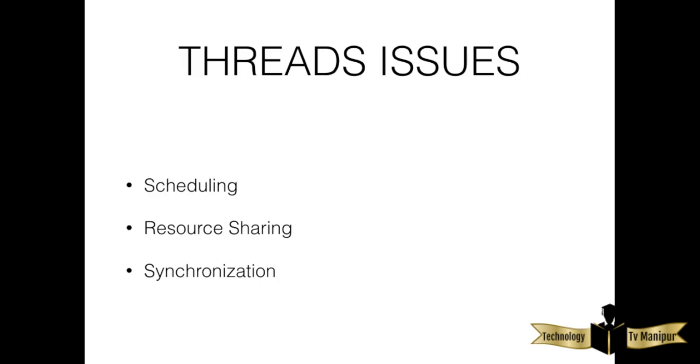The second issue or challenge is resource sharing. As I told you, multiple threads can share the same memory of the global variables. Since threads share this memory and other resources, you must be careful because an operation performed in one thread could cause a problem in another thread.